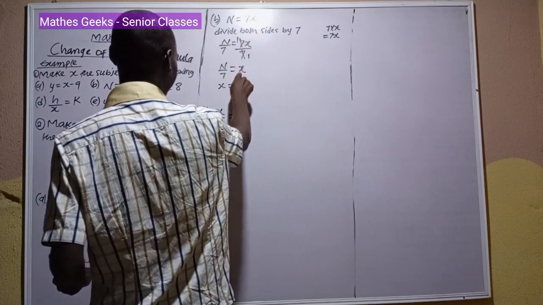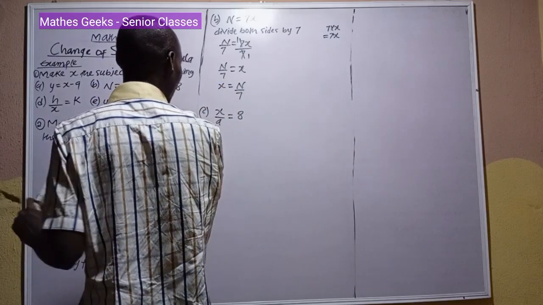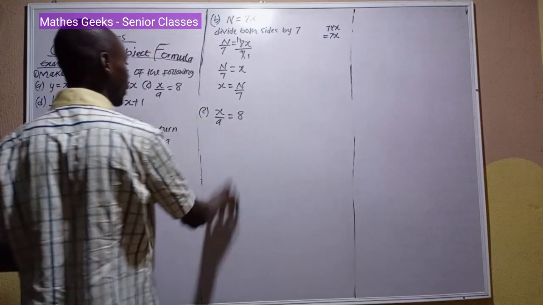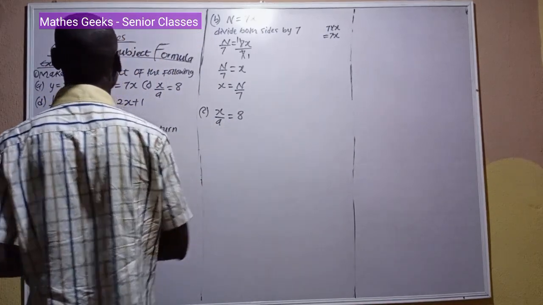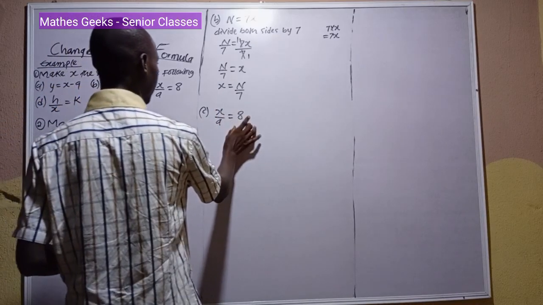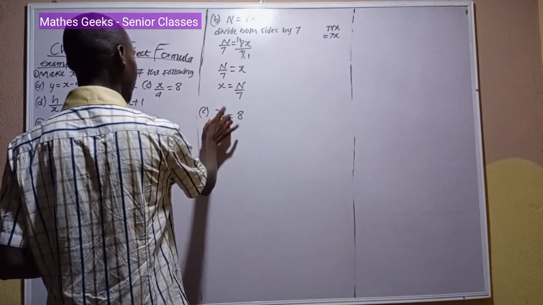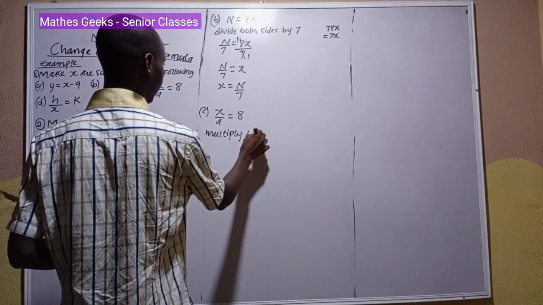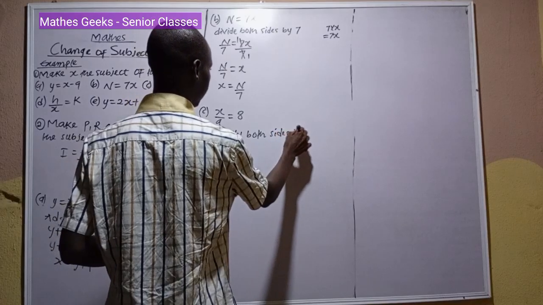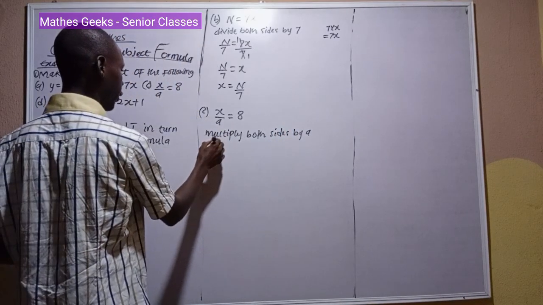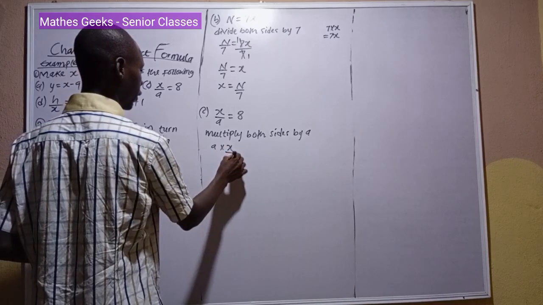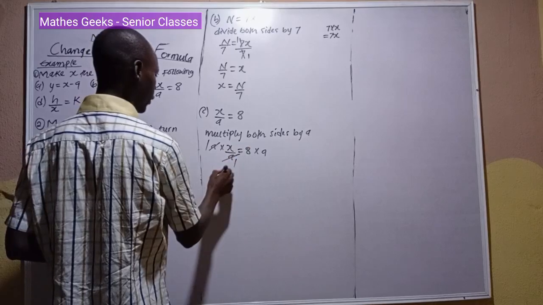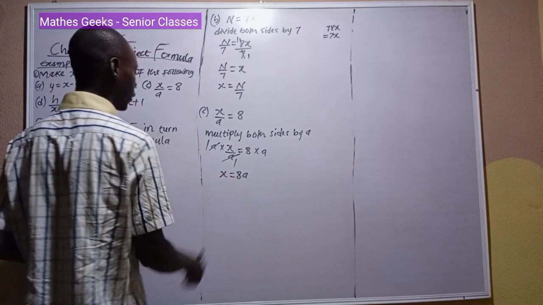1 times x. That way, x started standing on its own, while on the other side of the equation, we had n over 7. So we're going to apply the same principle. That's the principle you apply all through when you're changing the subject of a formula. So x over a is equal to 8. What do we do? We need to multiply both sides by a. So a times x over a equals 8 times a. So this a will cancel this a, and then x equals 8a.